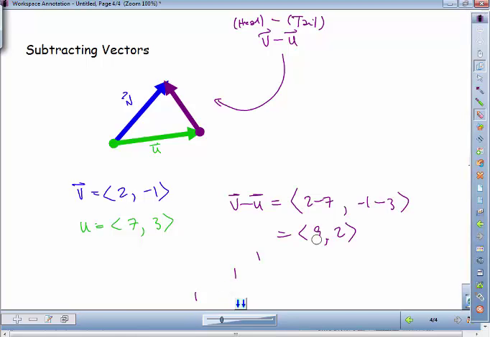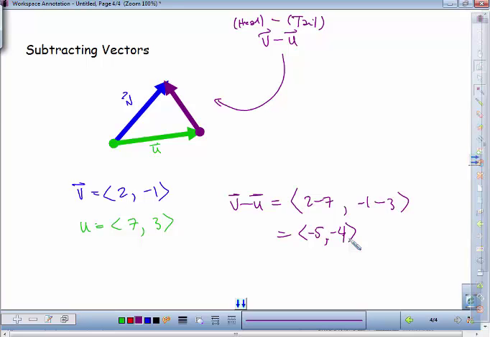So if we do the subtraction here, where v is equal to (2, -1) and u is equal to (7, 3), then from the numerical perspective, subtraction will be done component-wise. So we have 2 minus 7, which is -5, and -1 minus 3, which is -4, and so our new vector is going to be this.